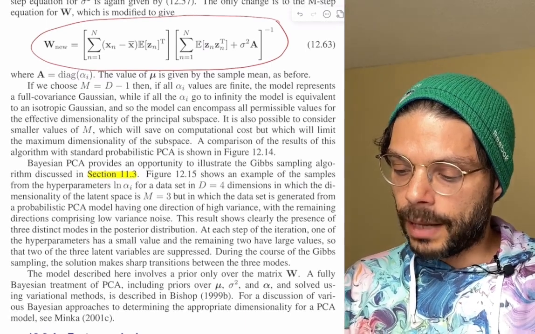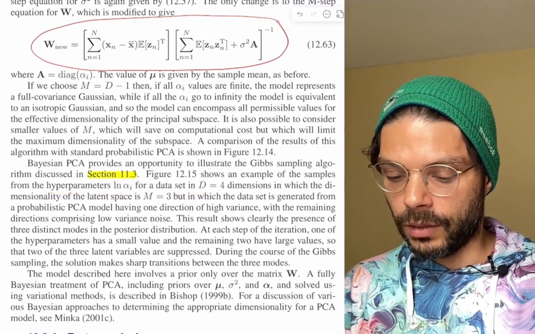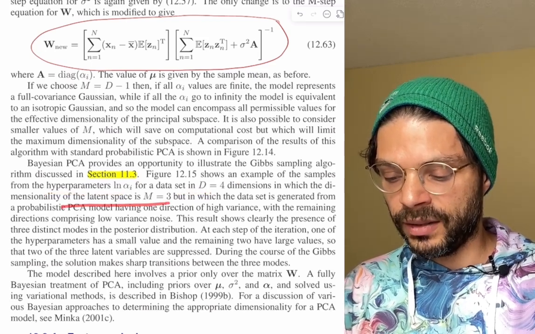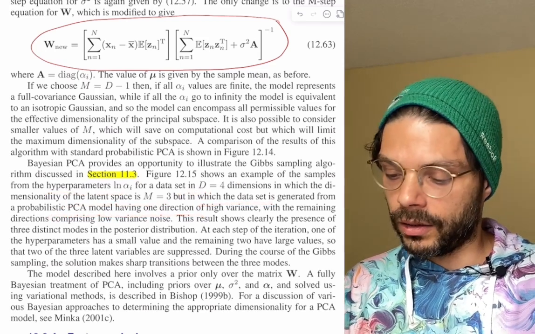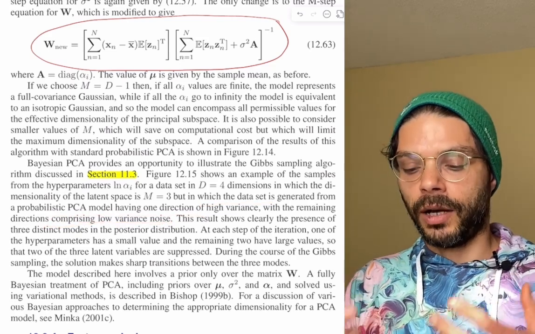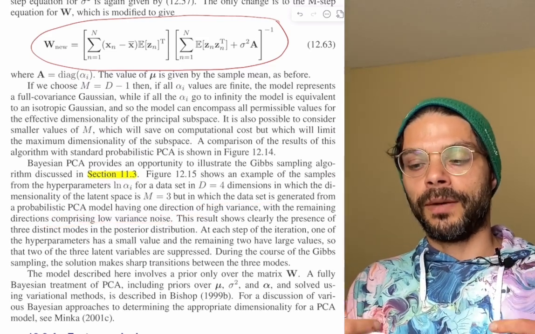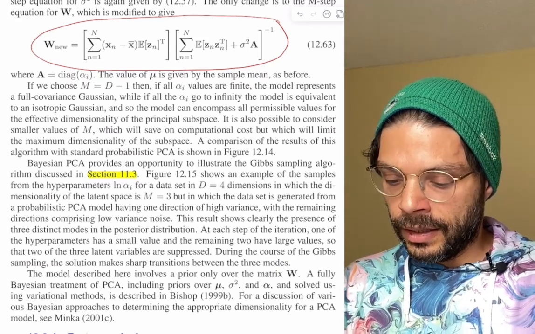So, an example of the samples from the hyperparameters ln alpha i for a data set in d equals 4 dimensions, in which the dimensionality of latent space is 3, but in which the data set is generated from a probabilistic PCA model having one direction of high variance, with the remaining directions comprising low variance noise. So we're going to have this model, and we want to sample from the alpha i's that actually fit this model.